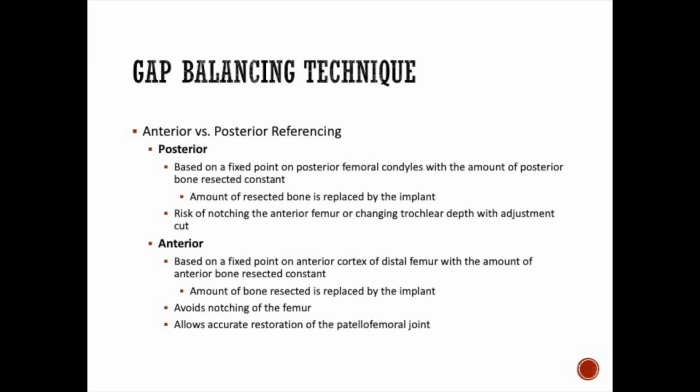On an anterior-based technique, it's a fixed point on the anterior cortex of the femur. So if you want to downsize the component, you're actually going to cut more posterior femur, which may modify your flexion gap, which also may modify your posterior femoral offset and create problems with deep flexion. So there are advantages and disadvantages to each technique.